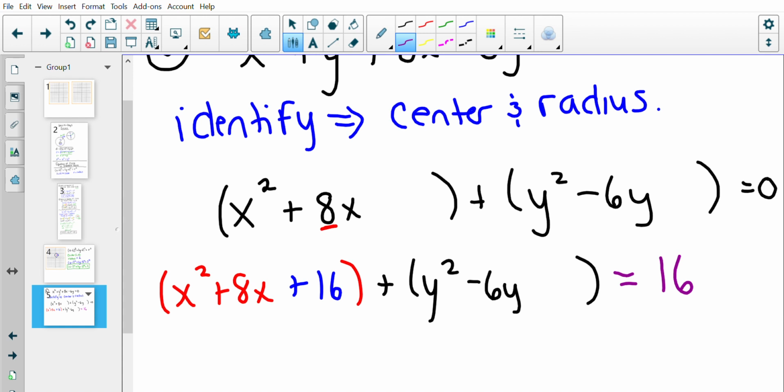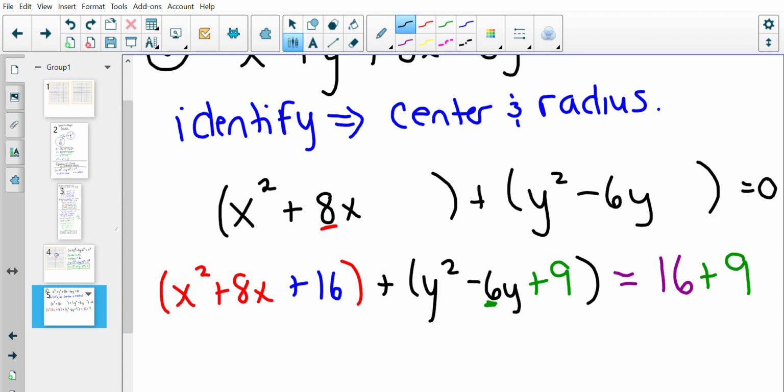Now let's complete the square for the y's. Go to your y term. Half of 6 is 3. 3 squared is 9. So I'm going to add 9 in the parenthesis with the y's, but again, to keep our equation balanced, if I add 9 to the left side of my equal sign, I'm going to have to add 9 to the right side of the equal sign.